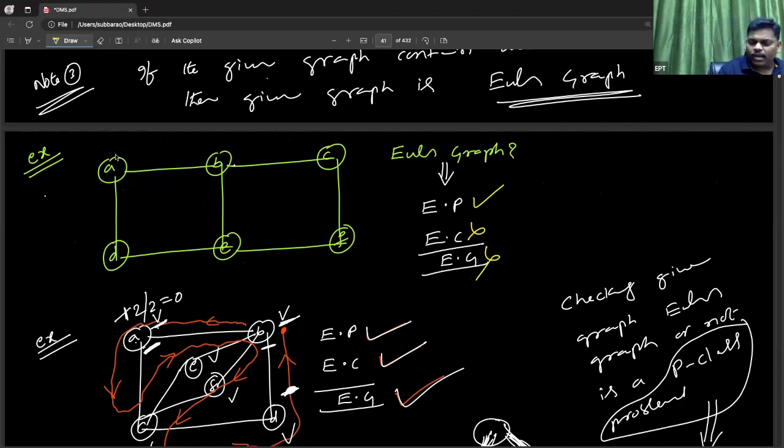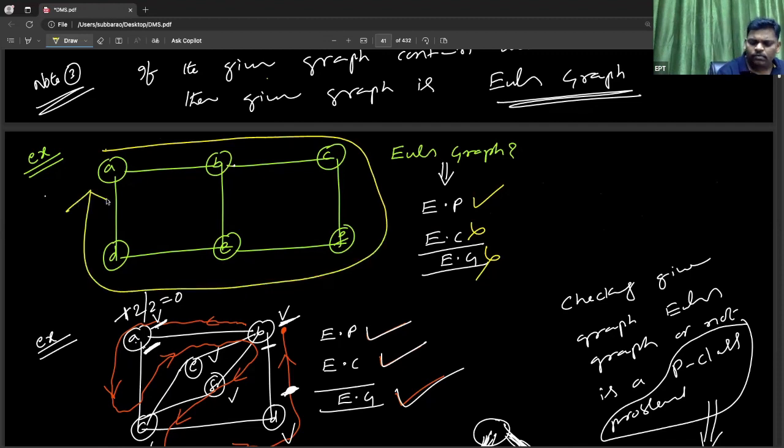Forget about edges. Is there any way to cover all vertices exactly once, and the starting vertex is equal to the ending vertex? Is there any path where every vertex is covered exactly once? Forget about edges. You can leave some edges, no problem.